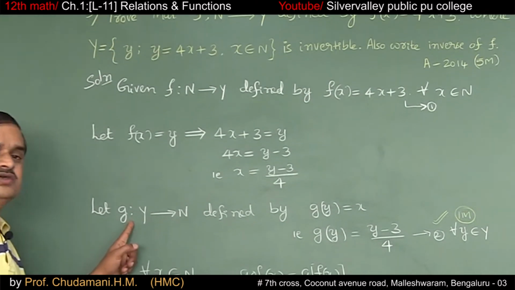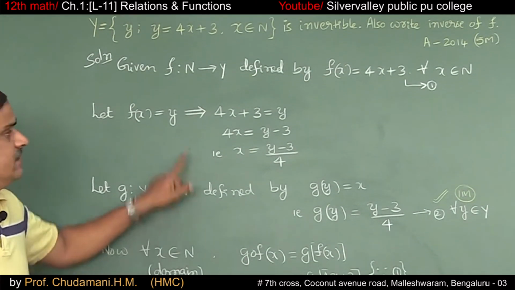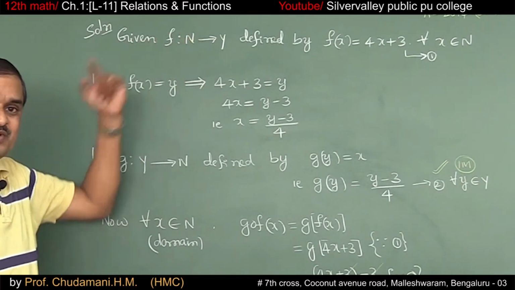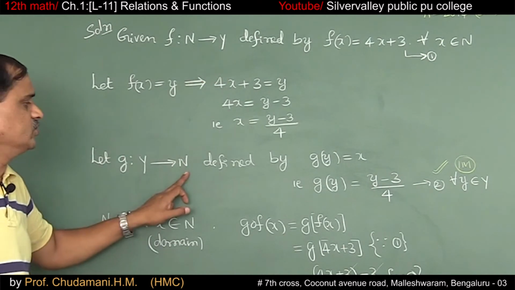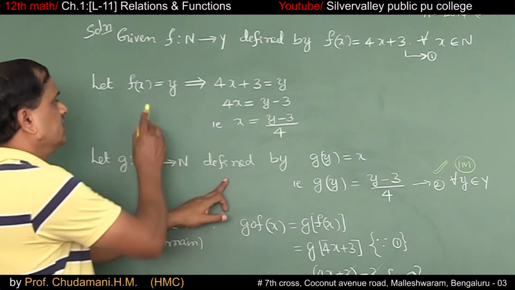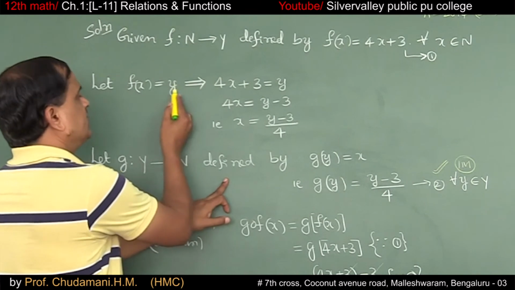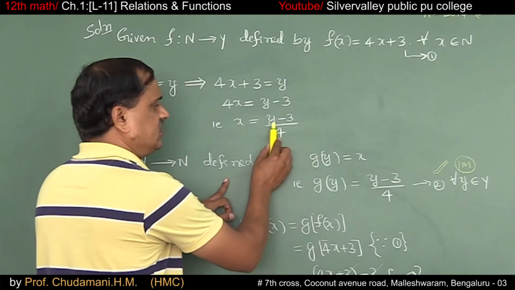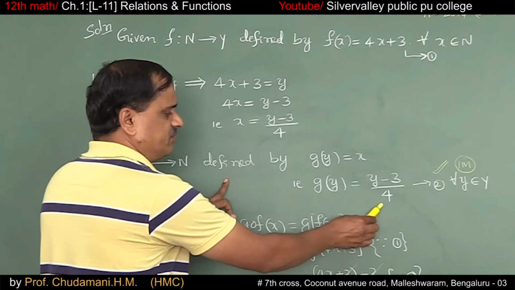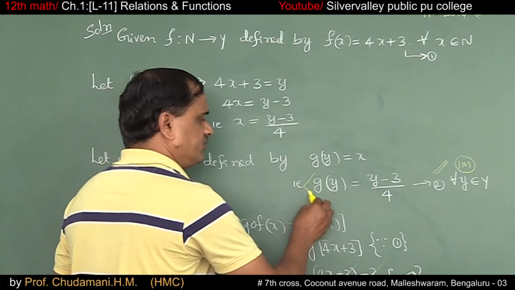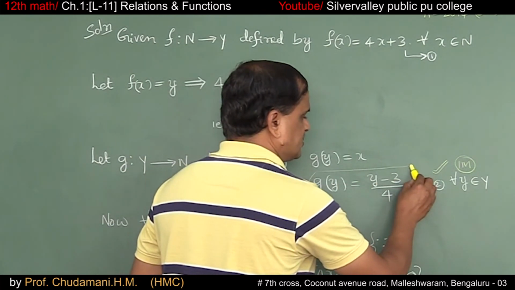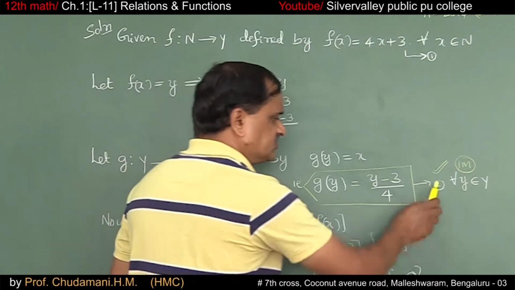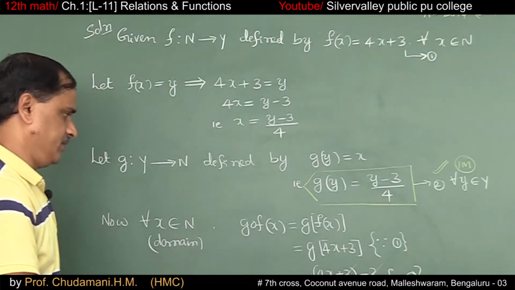Now assume G from B to A. F from A to B means inverse is G from B to A. That means G from Y to N defined by G of y is equal to x. But what is x actually? Y minus 3 divided by 4. So G of y is equal to y minus 3 divided by 4 for all y belongs to capital Y. Thus you get the first mark.